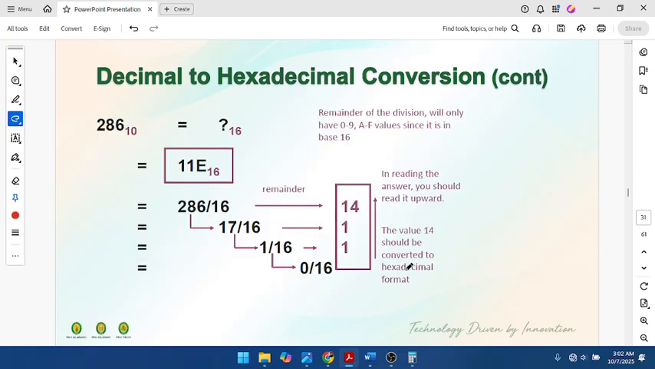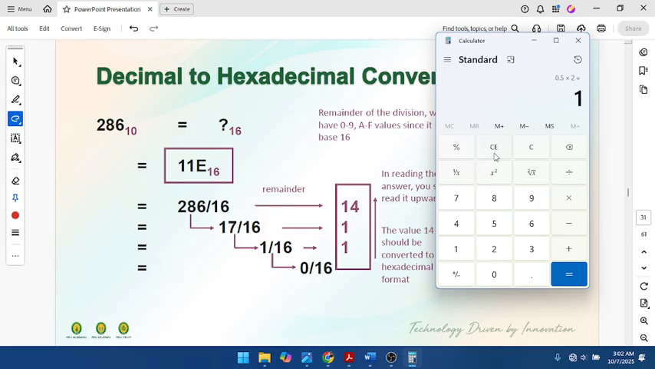For example, we have here 286 base 10 and convert it into hexadecimal. First, 286 divided by 16, you will get 17, and the remainder will be 14. Let's try to compute: 16 times 17, you will get 272, and 286 minus 272 gives 14.